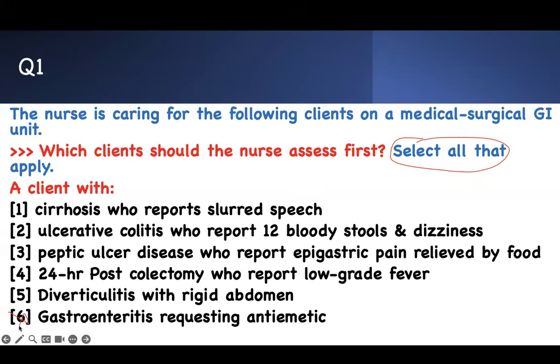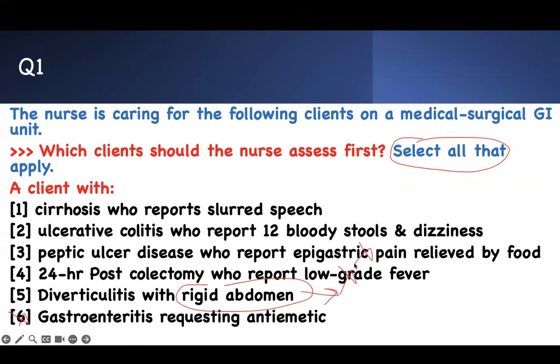You have diverticulitis, you have inflammation, you have infection. What is happening? Rigid abdomen. This is sepsis, peritonitis. We have to see them. That's one of the bishop words you have to be familiar with. 24-hour post-colectomy. After you have surgery, one day after surgery, you're going to have some fever. Don't worry about it. Peptic ulcer disease. You have epigastric pain. That is what will happen if you have peptic ulcer disease, and this goes away when you eat food.